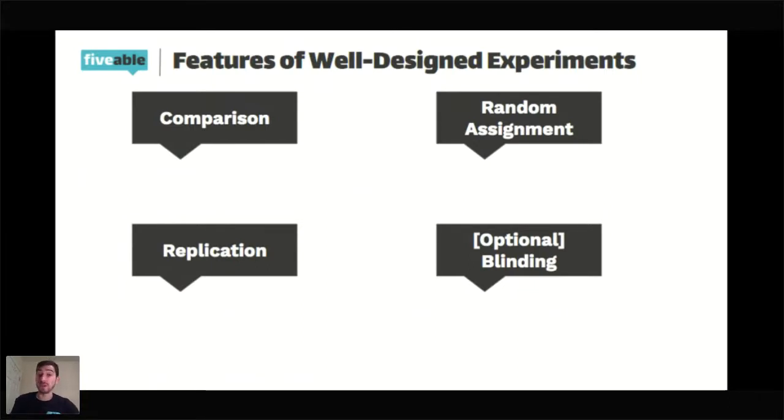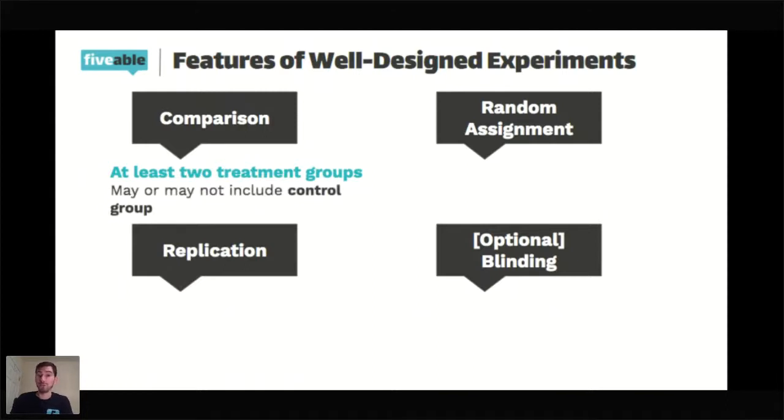So in a well-designed statistical experiment, you have to have comparison, meaning you have to have at least 2 treatment groups. One of those groups may or may not be a control group. But what you can't do is take 25 people who experience headaches, give all 25 of them the same medicine, and then measure what percentage of them feel better. That would not be a well-designed experiment because you don't have anything to compare the people who did get the medicine versus another group.